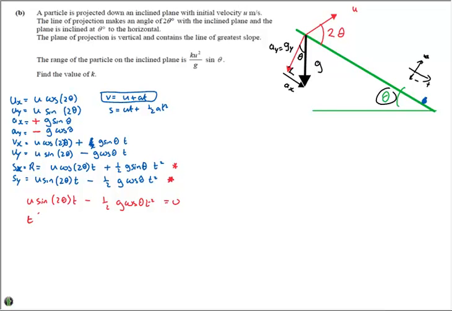So we take t out, we get t times u sine 2 theta minus 1/2 g cos theta t is equal to 0. So either t is equal to 0 or u sine 2 theta minus 1/2 g cos theta t, that should be squared, shouldn't it?